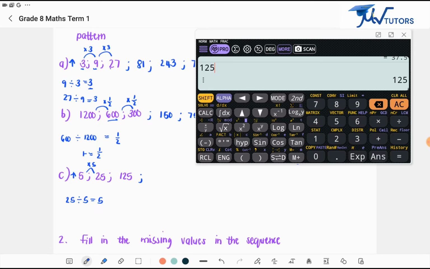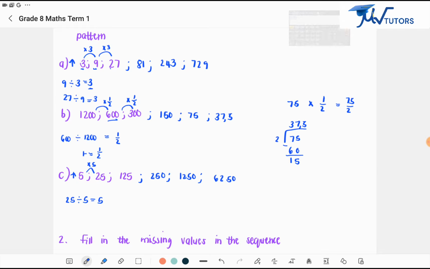Now, 125 multiplied by 5 is 625. 625 multiplied by 5 is 3,125. 3,125 multiplied by 5 is 15,625. Those are the three terms.